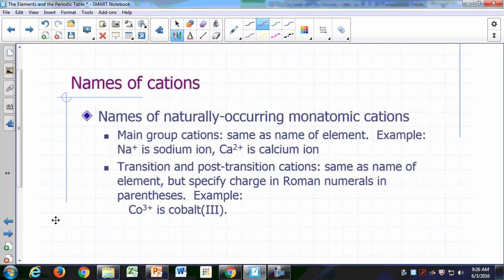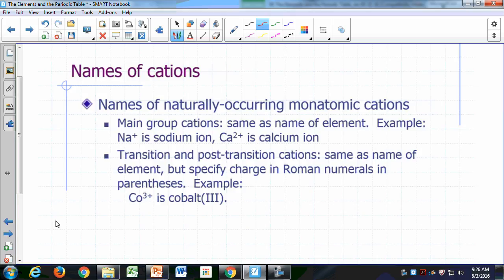Now, how do you name the monatomic cations? For the main group cations, the name of the cation is the same as the name of the element it came from. So Na+ came from a sodium atom, and it's called sodium ion. Ca+2 came from a calcium atom, so its name is calcium ion.